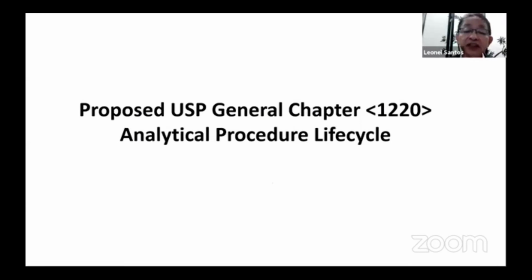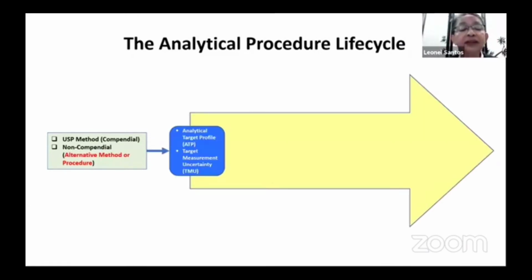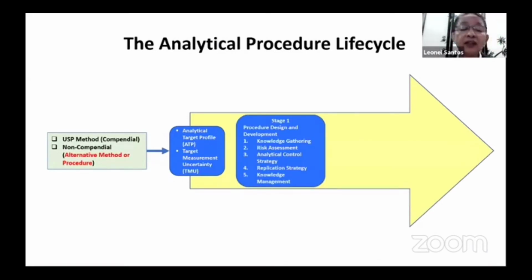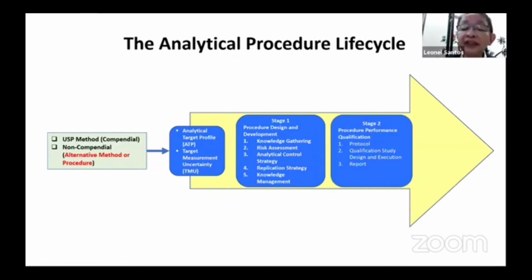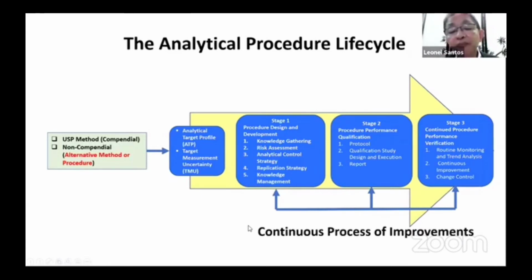set of slides, which is discussing the analytical procedure life cycle. As I have described to you, the implementation of compendial or non-compendial methods in the laboratory, I mentioned earlier, has to be adapted into the new proposed life cycle, starting with the analytical target profile, ATP, and also target measurement uncertainty, going through the 3 different stages, stage 1, 2, and 3, which are all interconnected to each other to provide a continuous process of improvement.